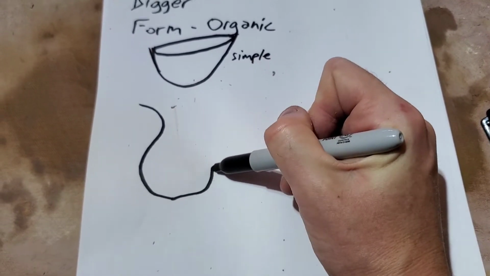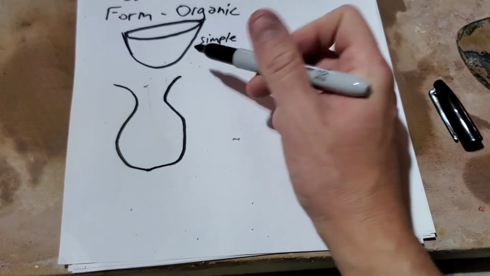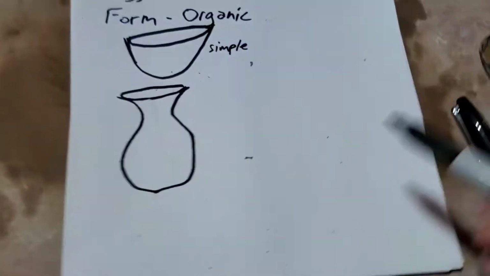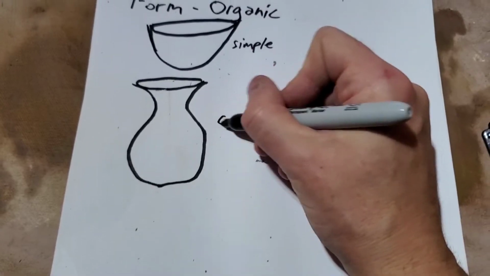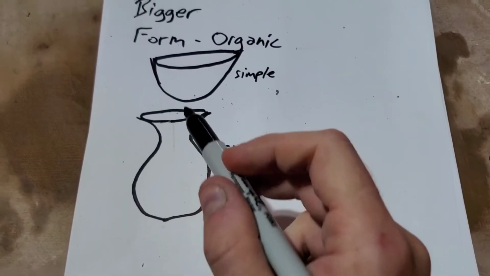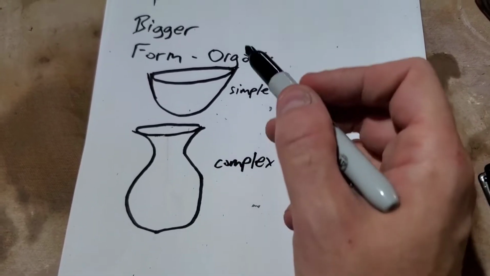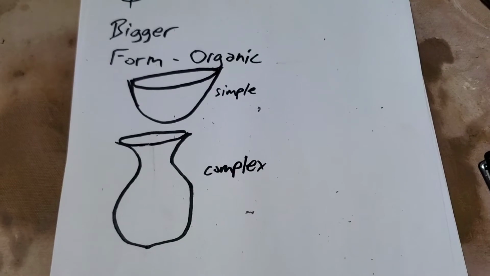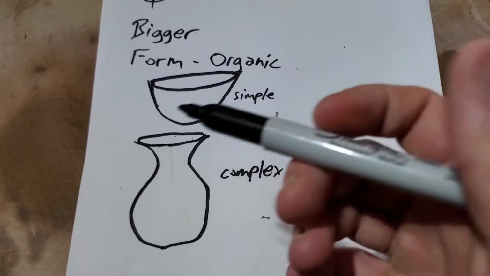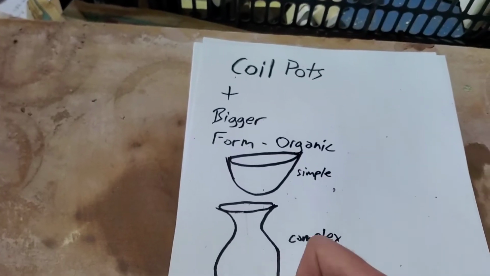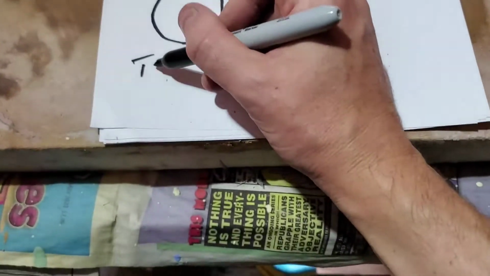So what if we made a vase form? Now we've got a complex line, and this is an organic form. So organic forms have complex curves to them. And then there's a third advantage for coil pots, and that is the cool coil pot texture.